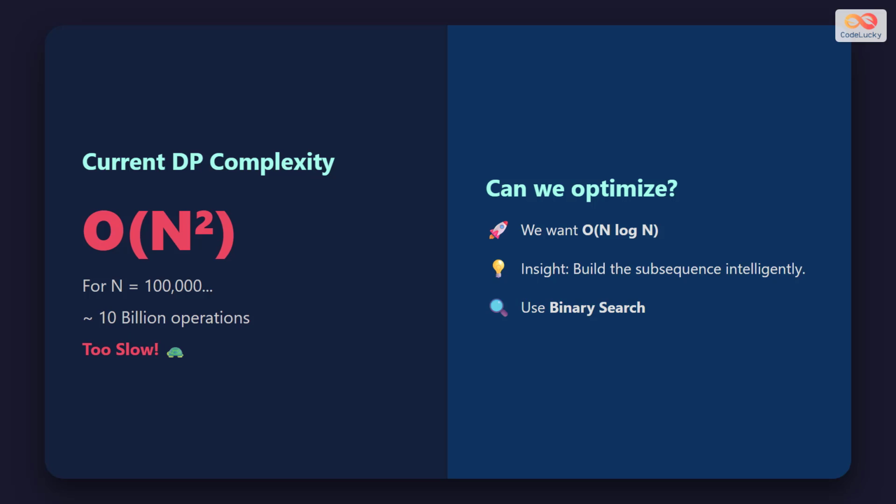The dynamic programming approach is correct, but it has a time complexity of O(n^2). For an array with 100,000 elements, that is roughly 10 billion operations, which is too slow for competitive programming or large datasets. We need a faster way. We can achieve O(n log n) by building the subsequence more intelligently using binary search.